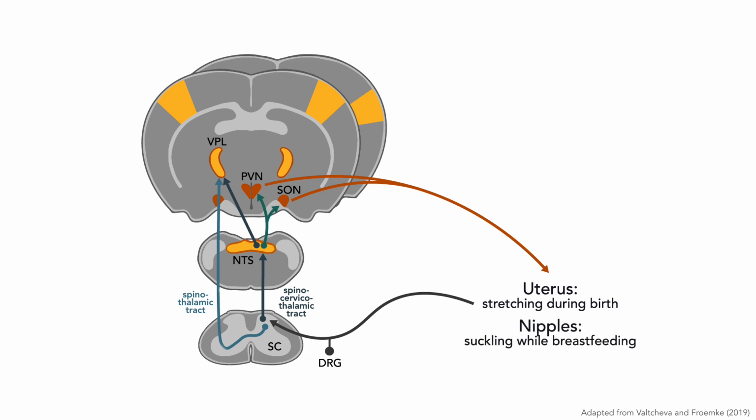Sensory stimulation from the infant suckling at the nipple is conveyed through C-type sensory fibers to the spinal cord, eventually activating oxytocin neurons in both the paraventricular and supraoptic nuclei. This, in turn, causes oxytocin to be released into the bloodstream, inducing the milk ejection reflex.